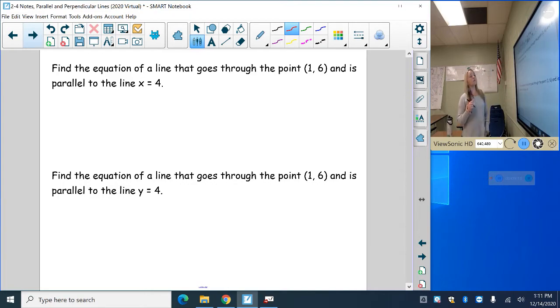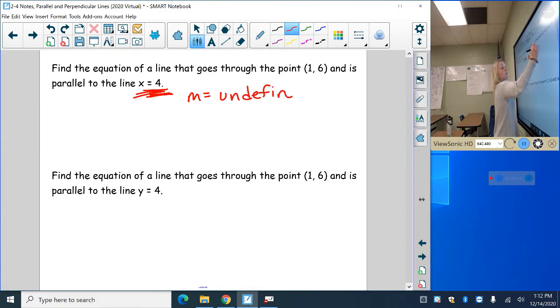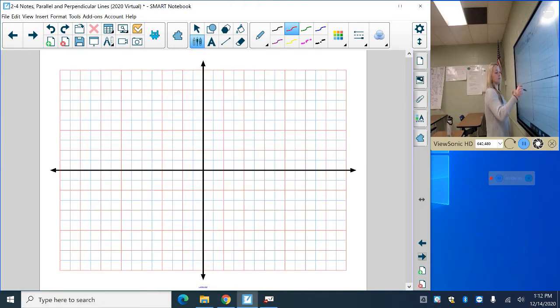Find the equation of a line that goes through the point 1, 6 and is parallel to the line x equals 4. Now this is a tricky question because you have to know what this line looks like. X equals 4. That line has slope that is undefined. Slope that's undefined is what kind of line? You're right, it is a vertical line. So x equals 4, 1, 2, 3, 4, that's going to be a line that looks like this. I'll just sketch the line.